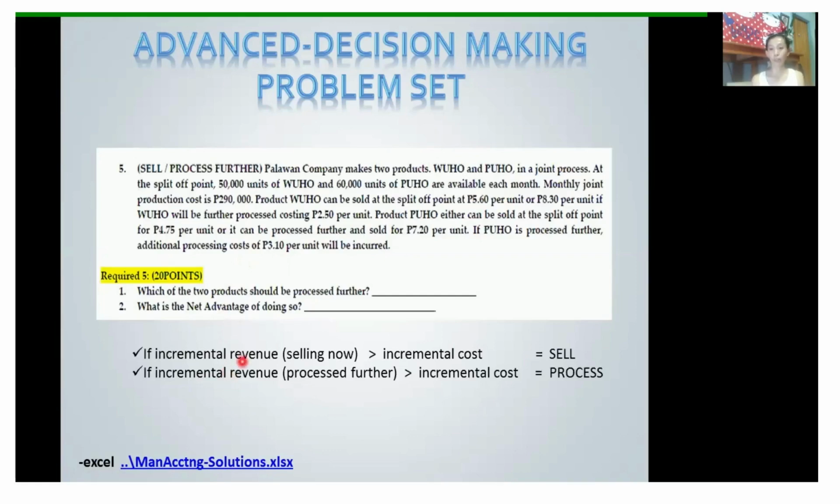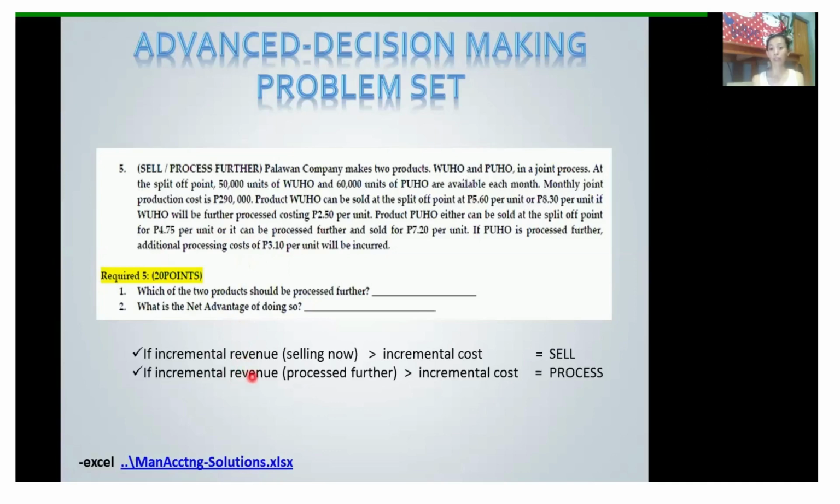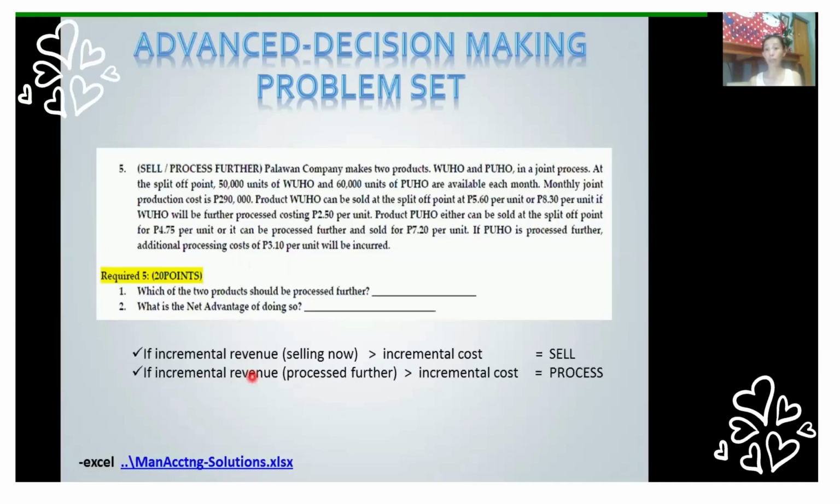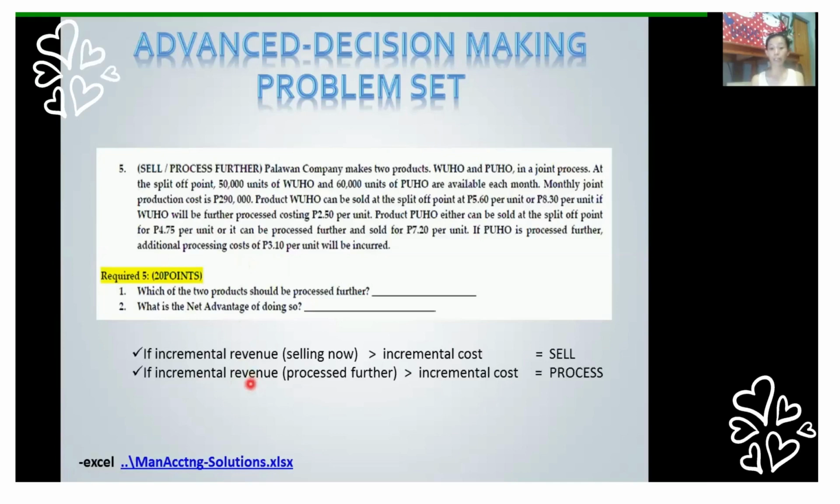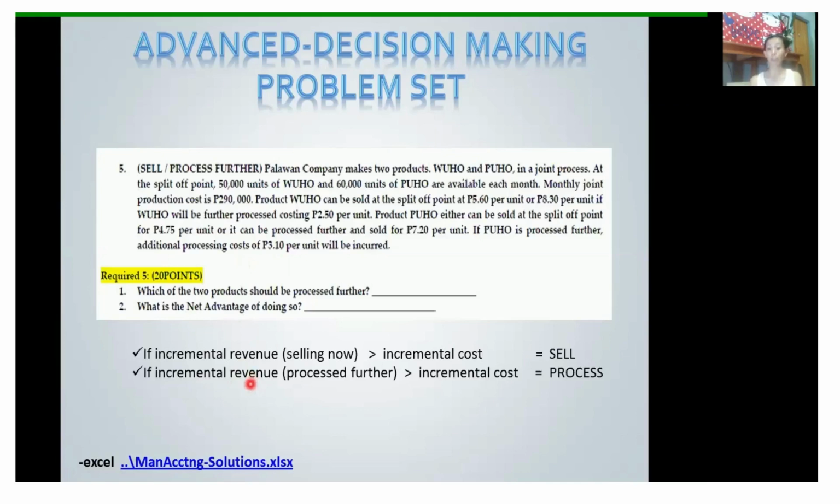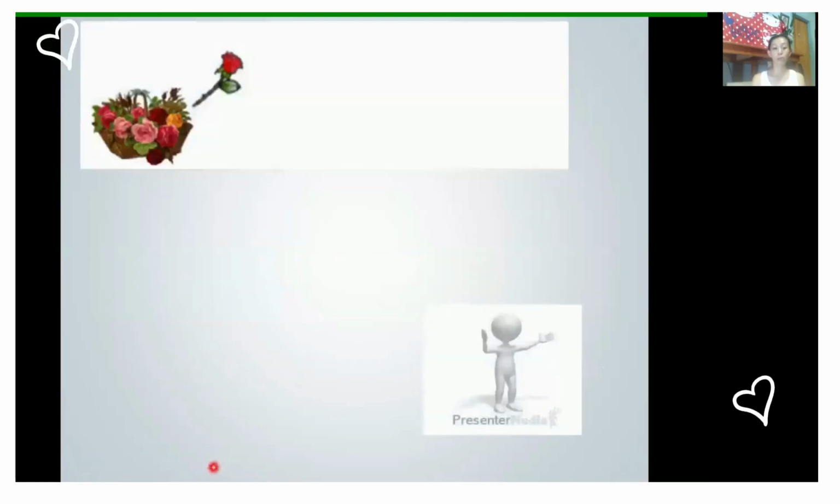So our decision rule here, remember, is that if the incremental revenue for selling it now is greater than the incremental cost, then we come up with the decision to sell. And if the incremental revenue of processing further is greater than the incremental cost of processing further, therefore process further. So how do we solve this situation?